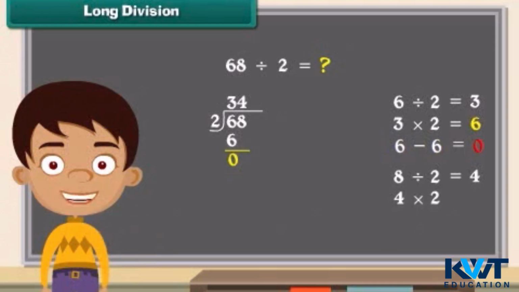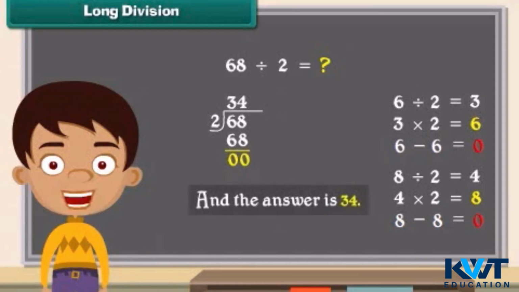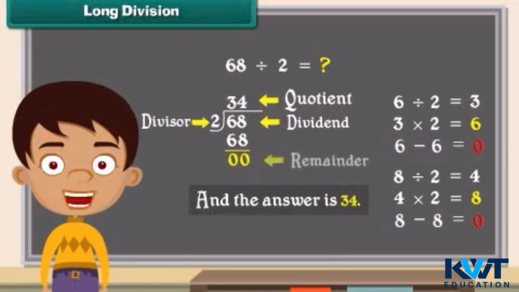Multiply the 4 and the 2 and put the answer right under the 8. Do the subtraction. That is, 8 minus 8 is equal to 0. We ended with a 0 at the bottom, and the answer is 34. Here 68 is the dividend, 2 is the divisor. 34 is the quotient, and the remainder is 0.